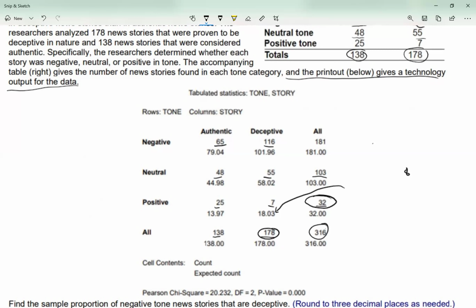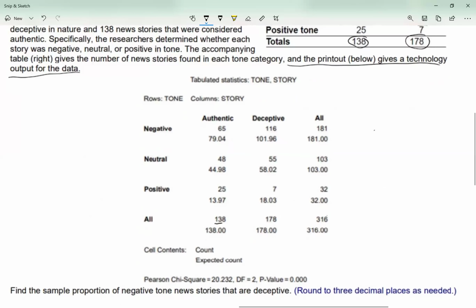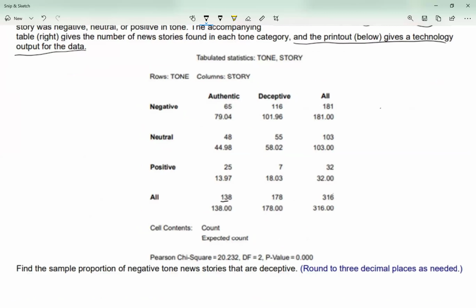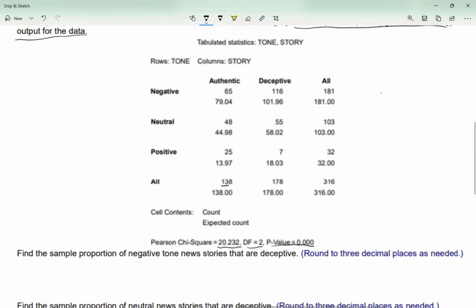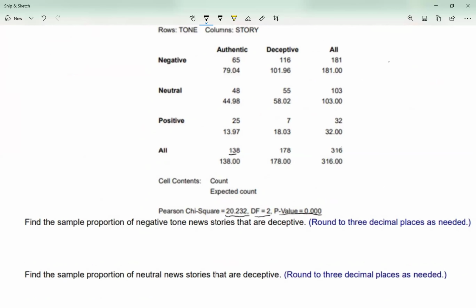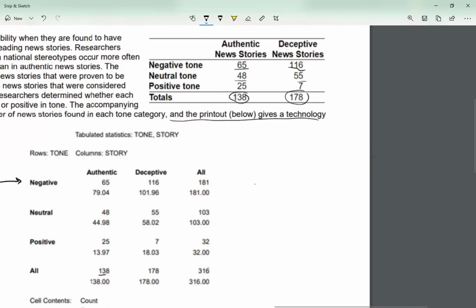Okay, so this is something that we worked with last week. So I gave you guys the tables. And then even on the tables at the bottom, we see our chi-squared value, our degrees of freedom, and our p-value. Okay, now here, find the sample proportion of negative tone stories that are deceptive. Okay, so I'm looking at negative tone. So I'm looking at the negatives that are deceptive. Oh, actually, I can see that from up here.